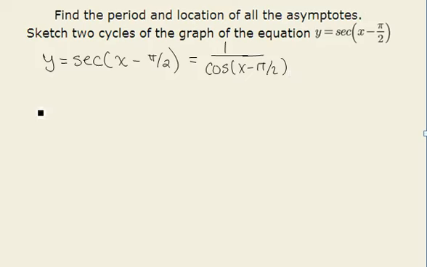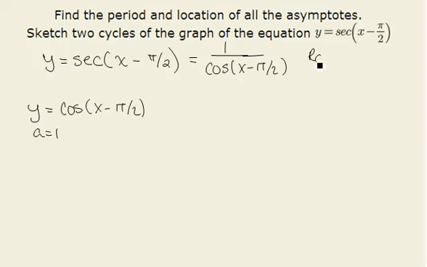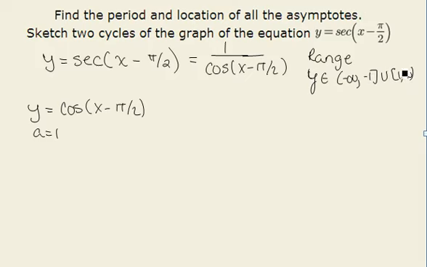Looking at the graph of just y equal to the cosine of x minus pi over 2, we will see that a is equal to 1, which means that our original function secant has a range from negative infinity to negative 1, or 1 to infinity.